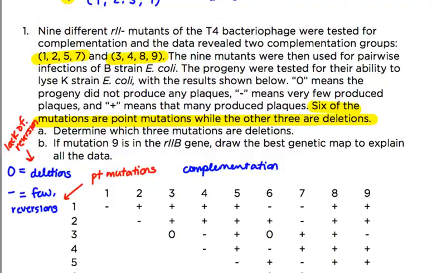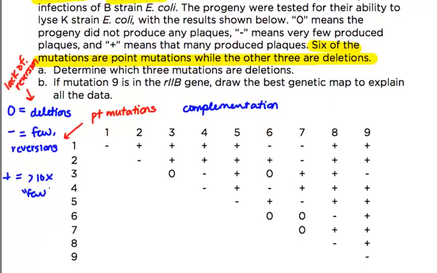Okay? And then finally the plus, this is many plaques. So basically it's more than 10 times as many plaques as you would see on the few. And this growth is due to recombination. Okay? So just so we know, this is what everything means.